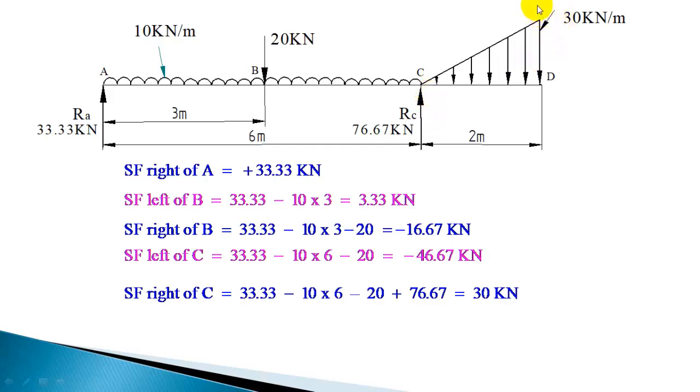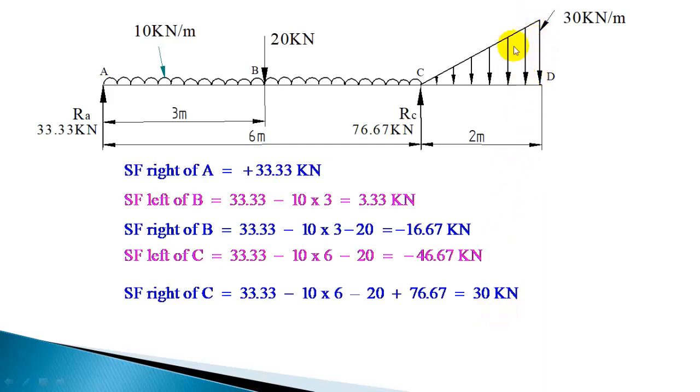Next you have to take immediately left of D. Immediately left of D, the complete UVL will come. This is not a point load, this is only intensity. So when you are immediately left of D, this part is only an infinitesimally small distance, and for that the load is 0. So when you take immediately left of D, the complete UVL you should consider. So already we have the summation for right of C, that is the shear force at right of C, 30 kilonewton.